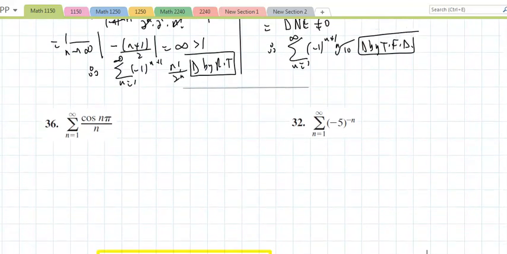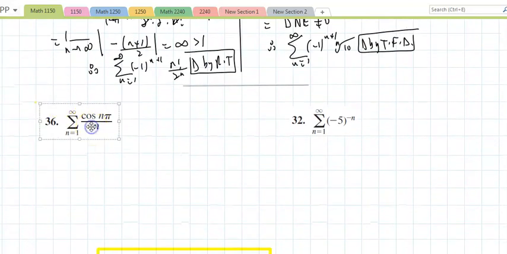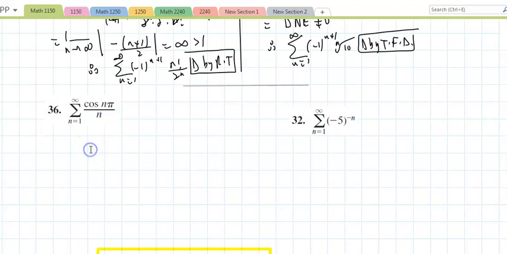If I look at problem number 36, it's a bit off, because if I pay attention, n equal 1, that is a negative 1 cosine of pi. N equal 2, I'll get a 1. So this is really the series n equal 1 to infinity of negative 1 to the n over n.